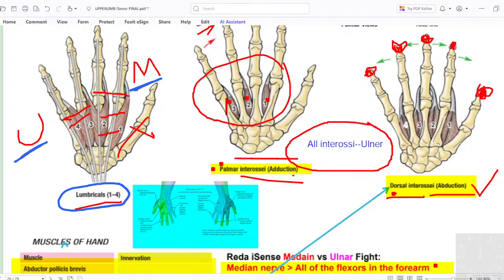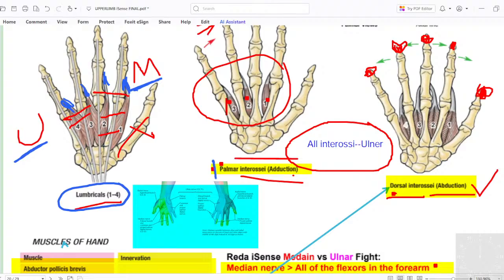See the orientation of the lumbricals. Just imagine your hand. This is your right hand, and these are the lumbricals. It attaches to the lateral aspect of the proximal phalanx.